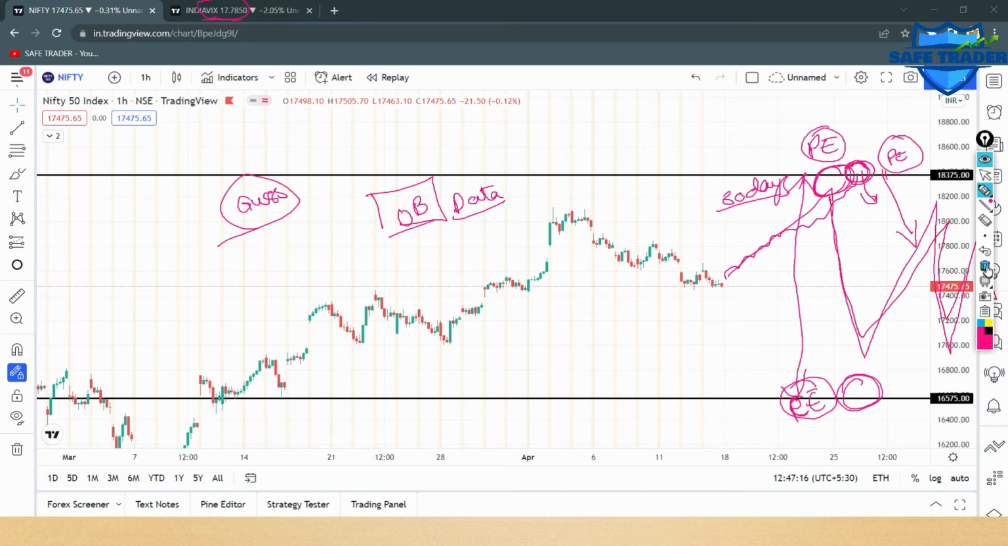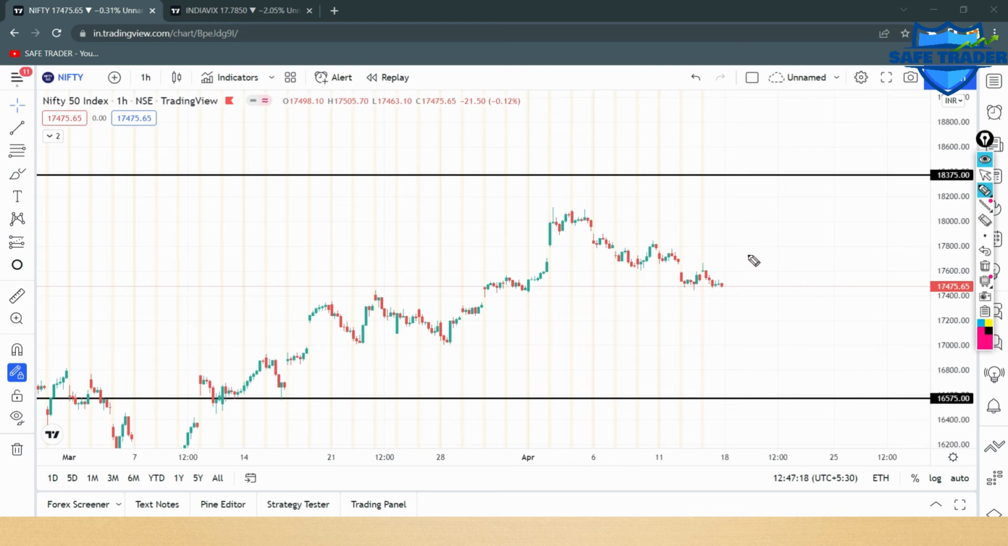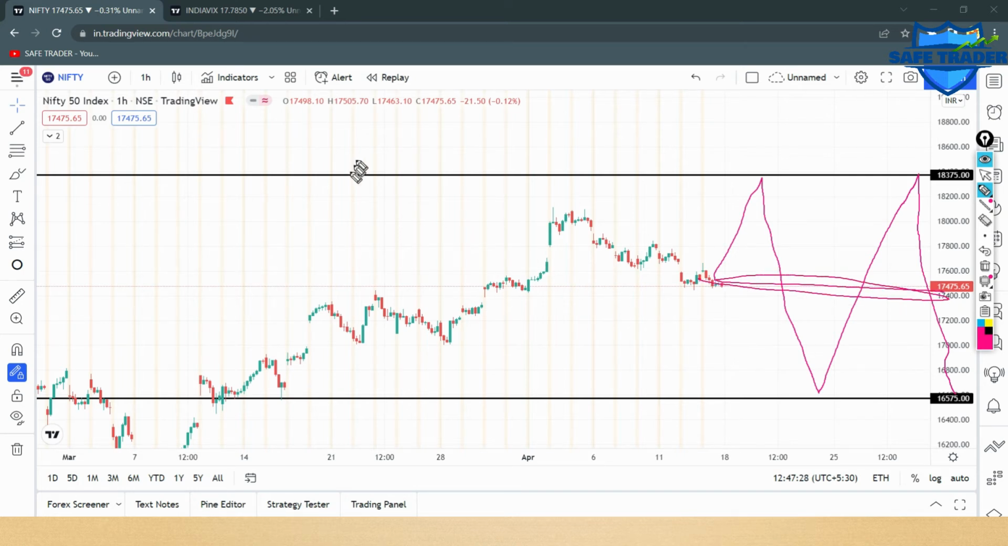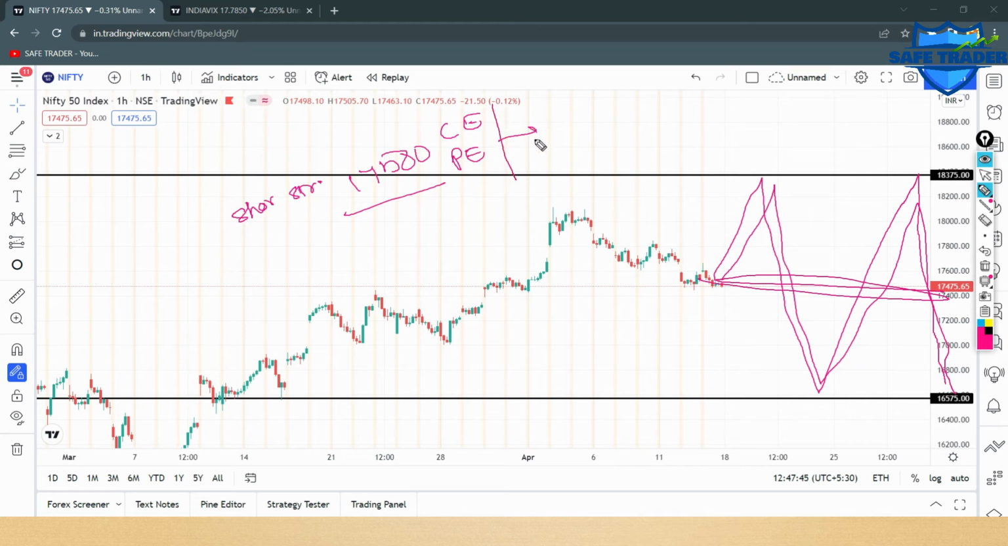Okay, what can an option seller do in this case? Since an option seller knows the range here, what are the possibilities? One, an option seller can do a short straddle, maybe of 17,500 call and put. That can be one short straddle, because the zone is between these two points. So he will always make money if he is trying it with monthly contracts, or probably next month or two months contracts.